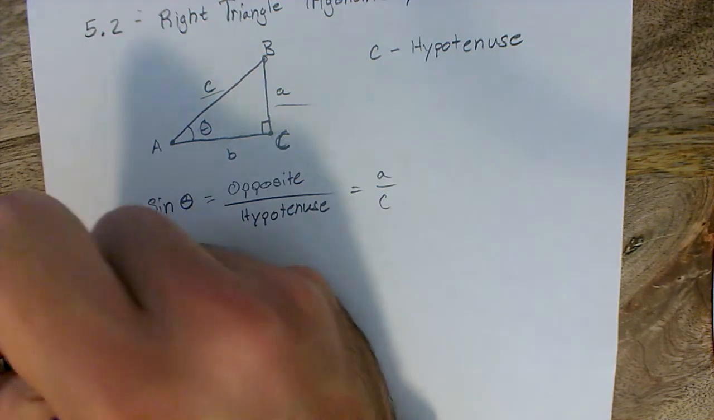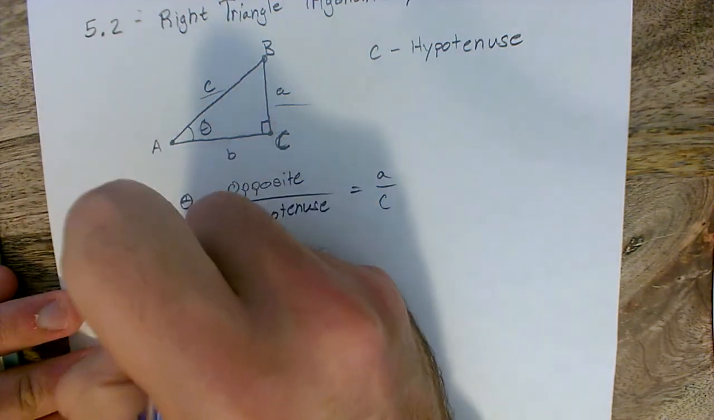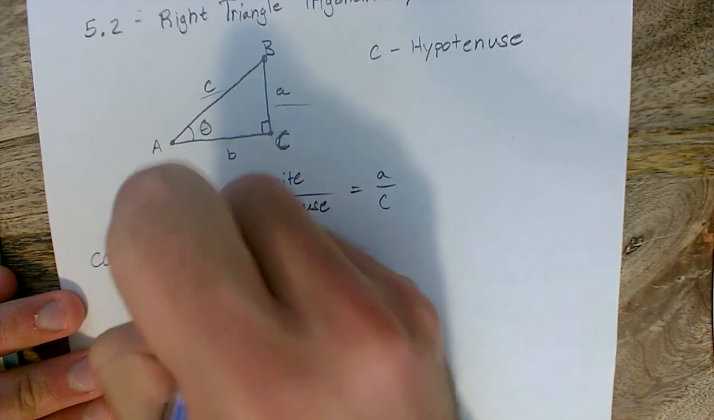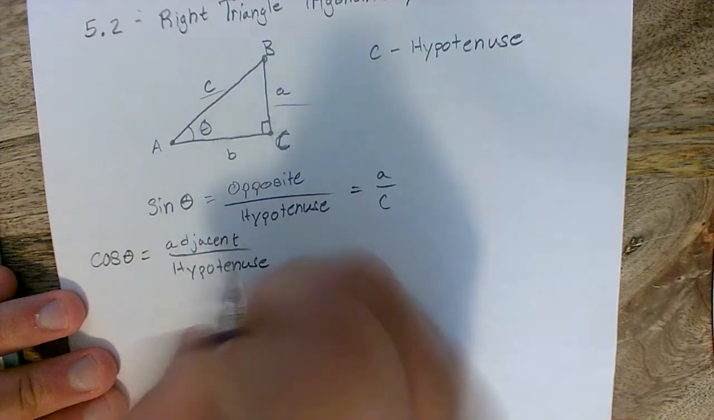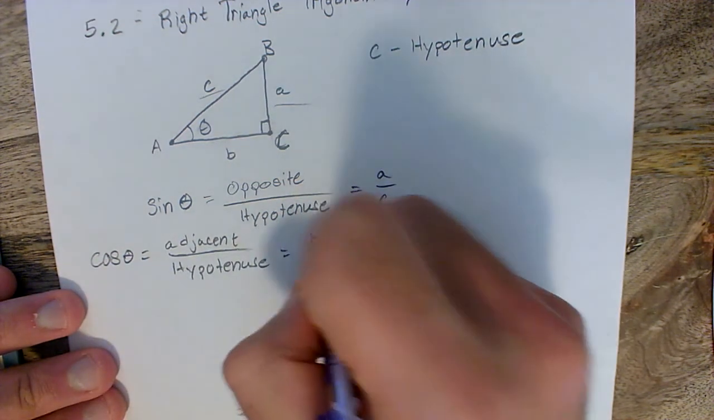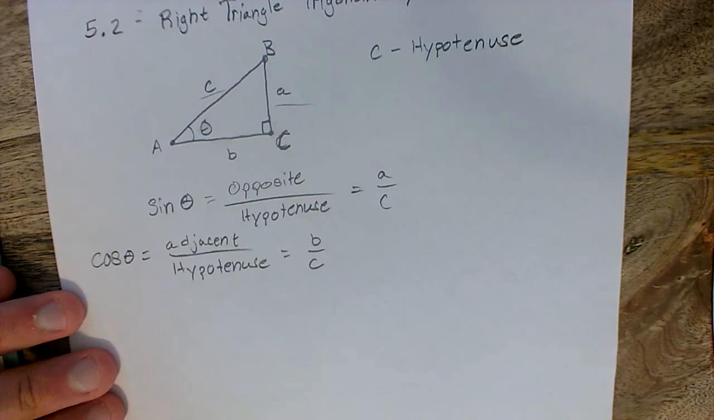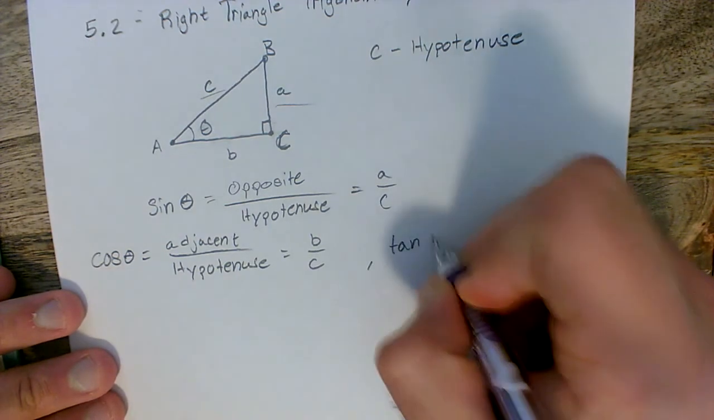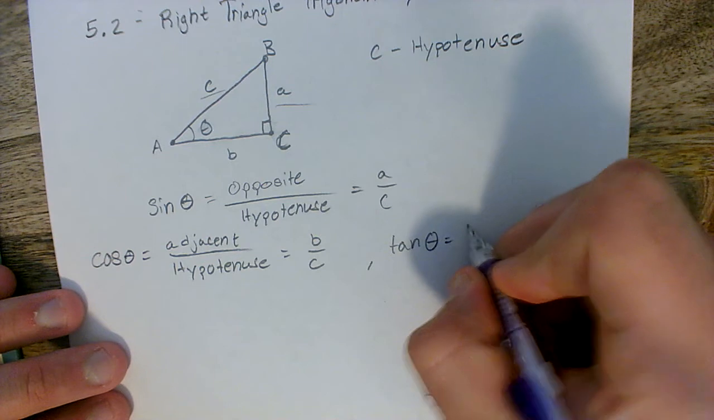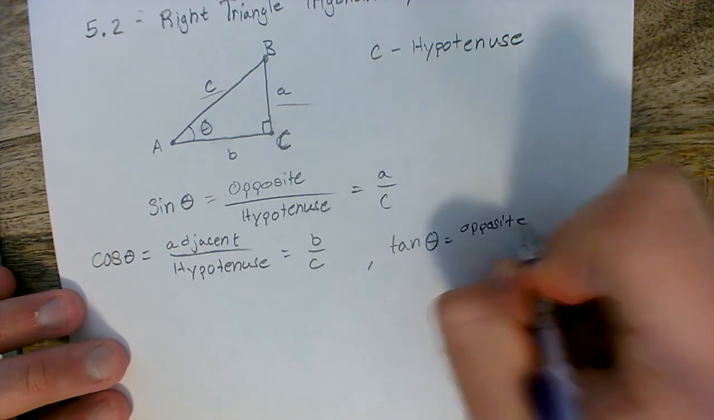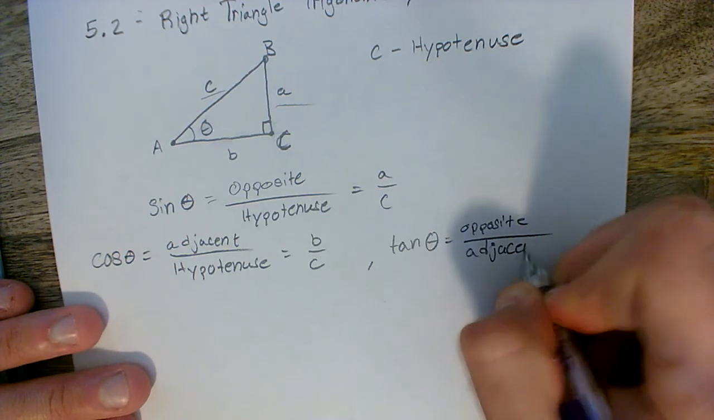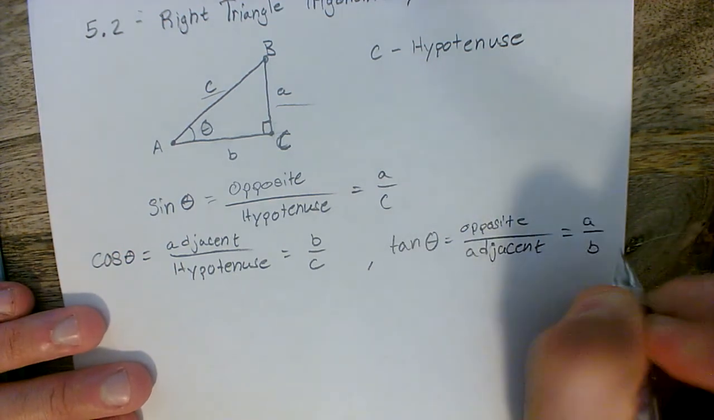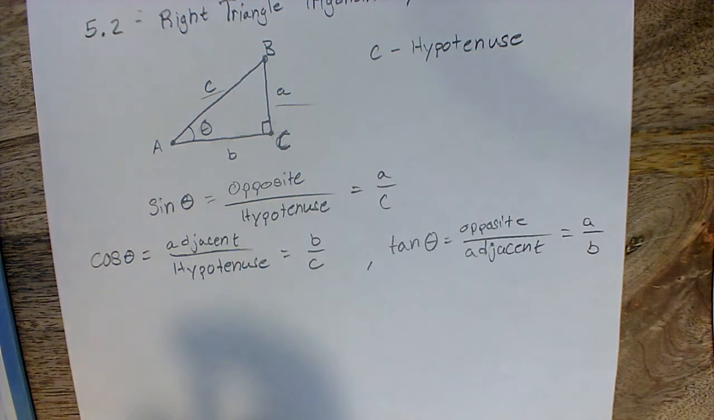Cosine of theta is equal to adjacent over the hypotenuse. Okay, so that's going to be b over c. And then tangent is equal to opposite over adjacent, which is a over b.